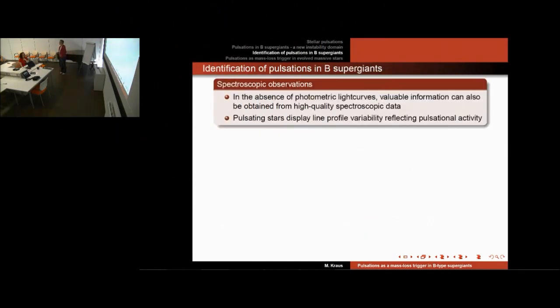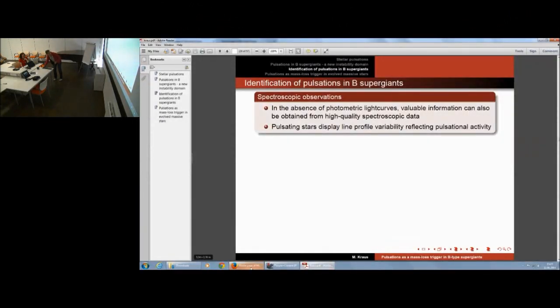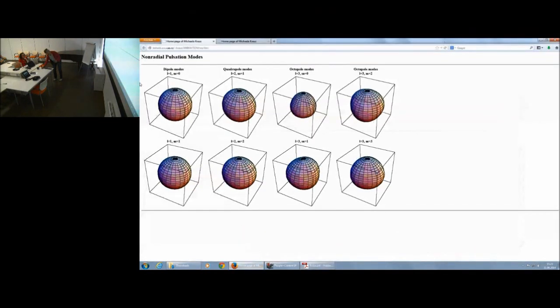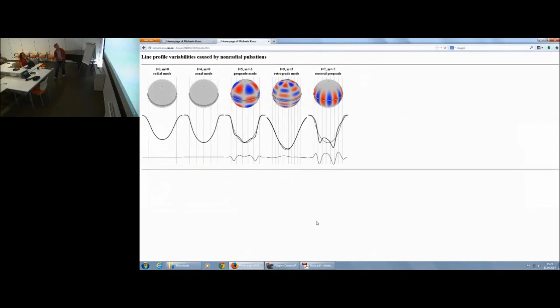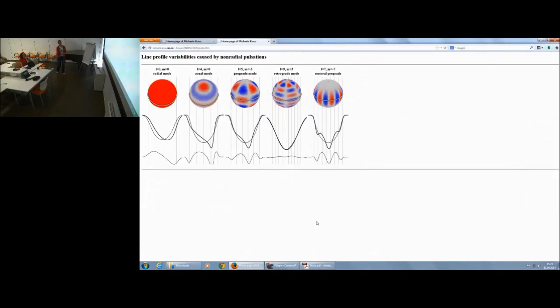But what will we do if we do not have access to these fancy satellites, or if we do not have access to ground-based photometric facilities that allow us to take a lot of time series? Then we can also use spectroscopic observations, and that's what we are doing in Montreal, because pulsating stars display line profile variability, which reflects the pulsational activity of the star. And here I would like to show an example or a few examples of how that may look like.